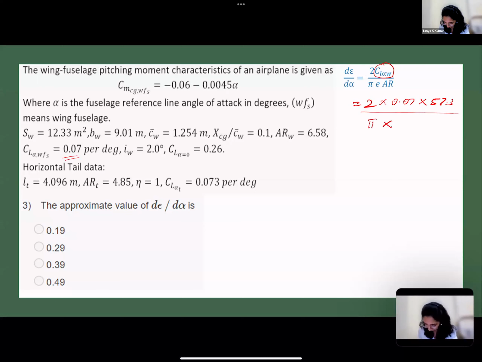Since I don't think E is given, just assume it to be 1. AR aspect ratio is 6.58. Okay, can you calculate and let me know this? What is the value?